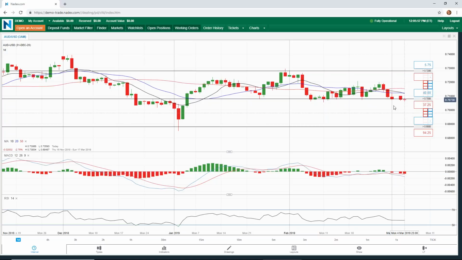And so more than likely what I would consider is from this flat level right here, right around that 70-80 level, I'll look at the swing high.